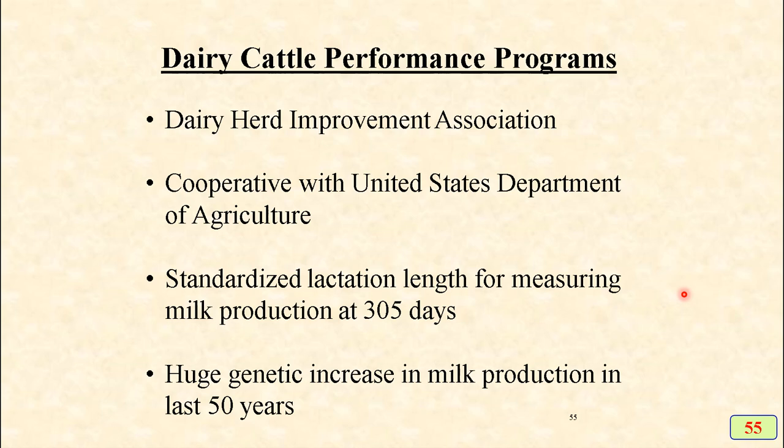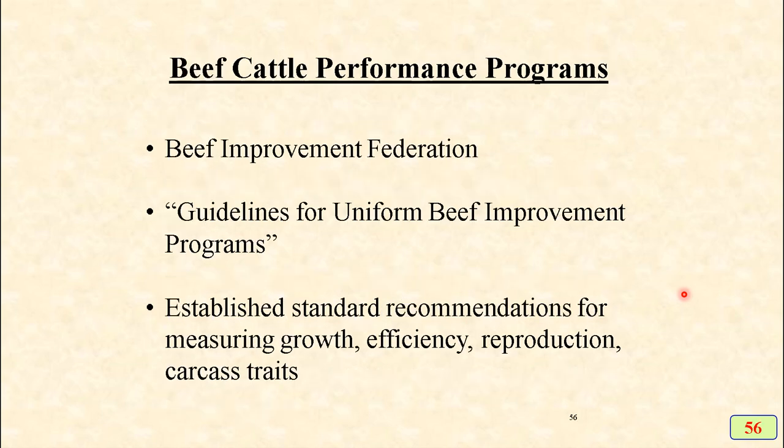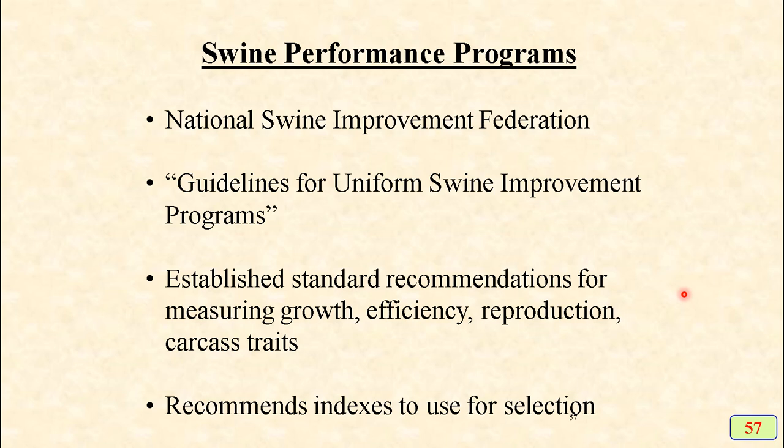Then a huge genetic increase in milk production over the last 30 years has happened in almost all countries, and hence India stands number one in milk production. Whereas beef cattle research is going very fast in other countries, where guidelines for uniform beef improvement programs establish standard recommendations for measuring growth, efficiency, and also reproduction.